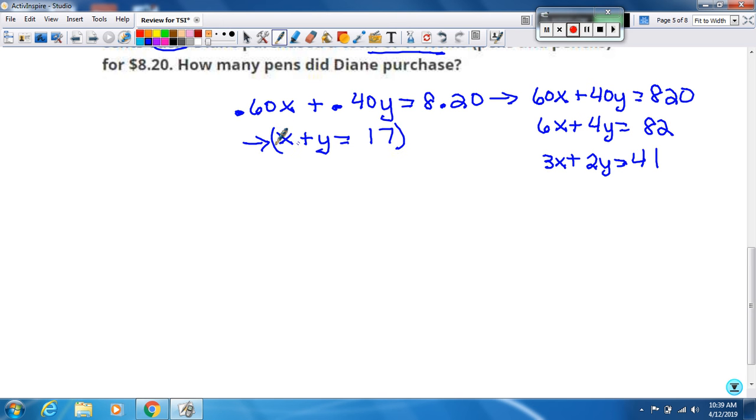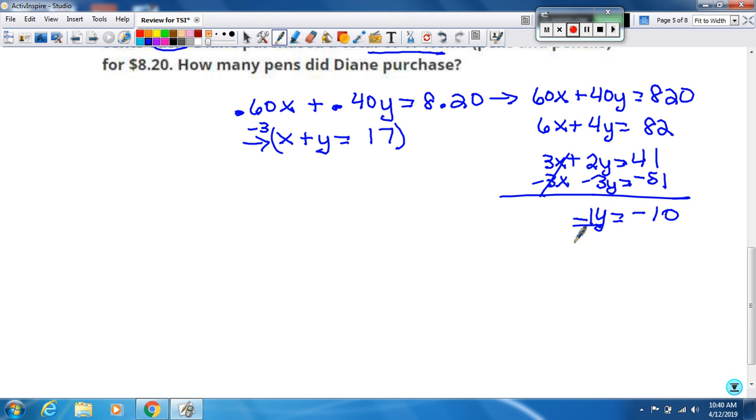everything by -3, because if I do that, I will force my x's to cancel out. So -3 times x is -3x. -3 times y is -3y. And -3 times 17 is a -51. Opposites cancel. A -3 and a +2, that's a -y. Equals 41 take away 51 is a -10.